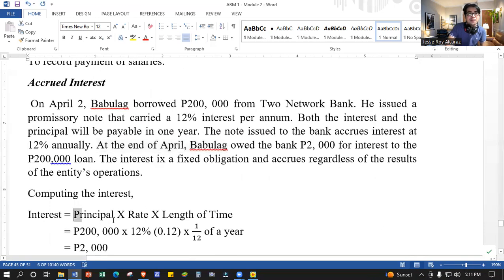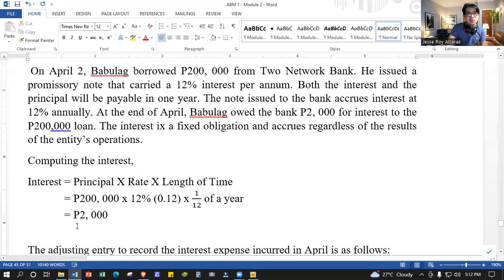How to compute? Interest is computed as follows: principal times rate times length of time. In this case, the principal is 200,000 multiplied by 12%. I hope that by now you know the decimal equivalent of 12%. So, 200,000 times 12% or 0.12, multiplied by 1/12. Why 1/12? Because the 12% is good for 1 year, and we will only be computing for 1 month. So, 1 month over 12 months. Therefore, the interest at the end of April is 2,000.